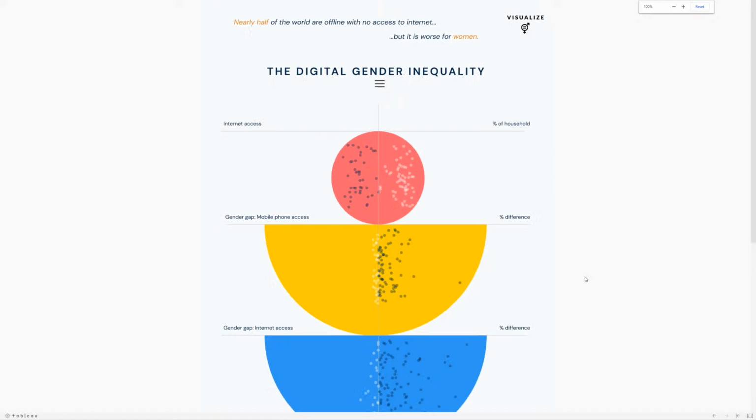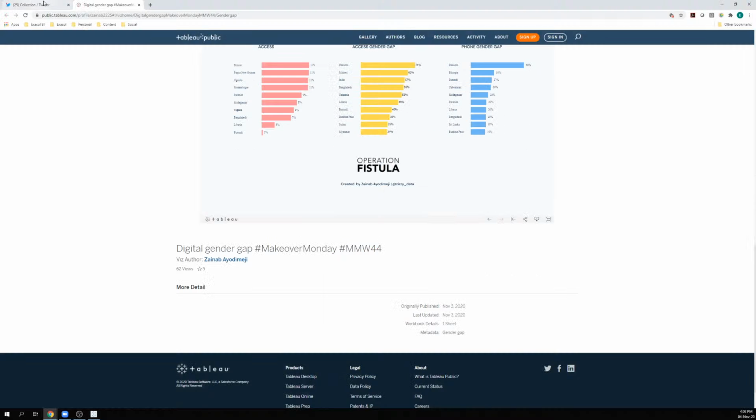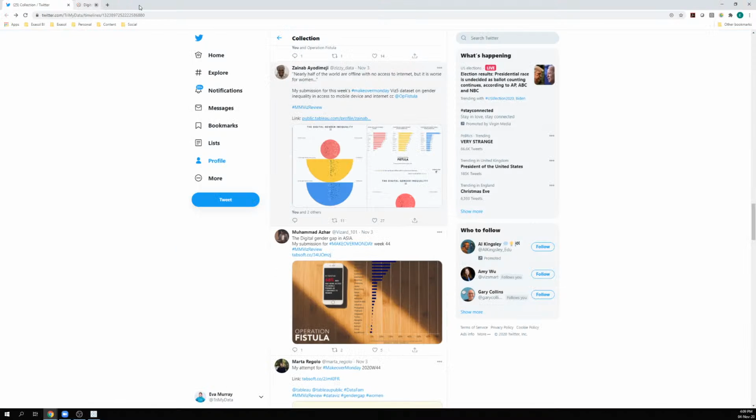And by the way, strong emoji game there, crew. I'm loving all the chat that's going on.